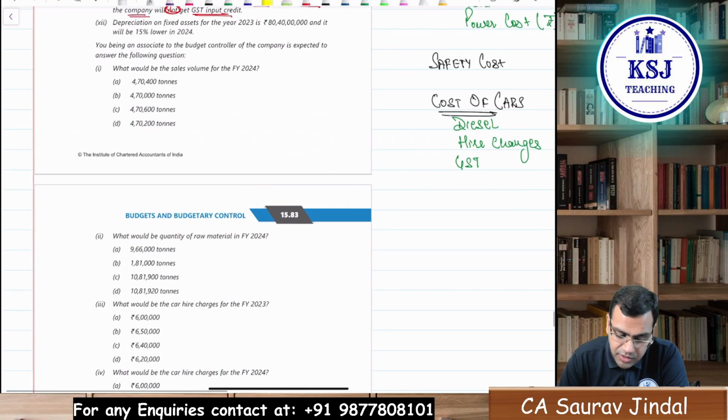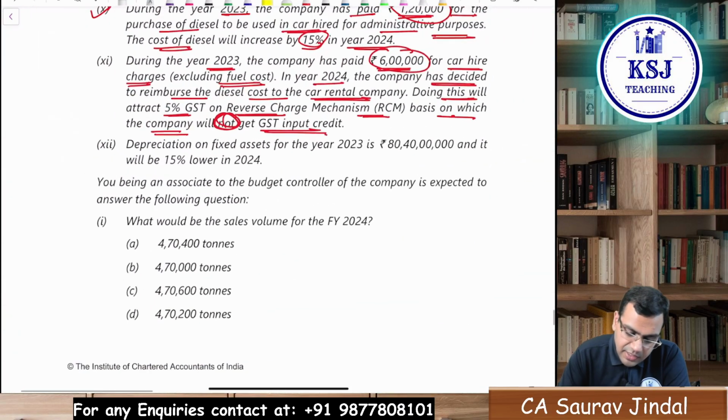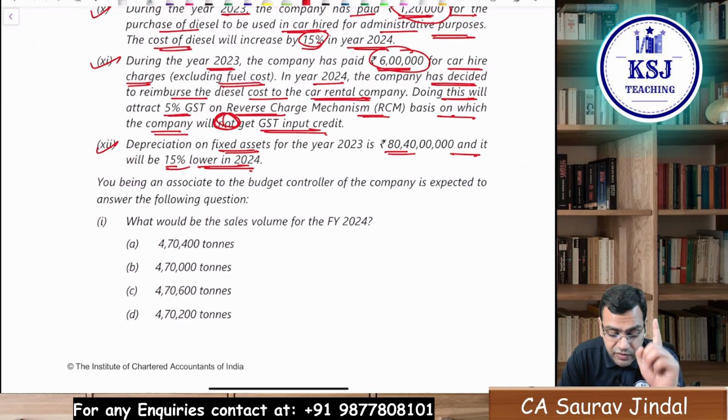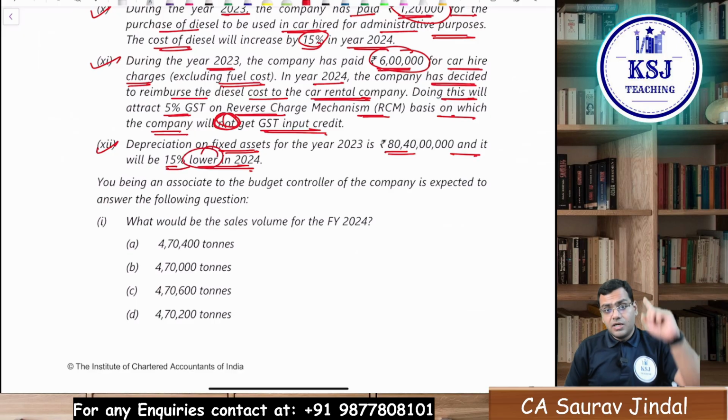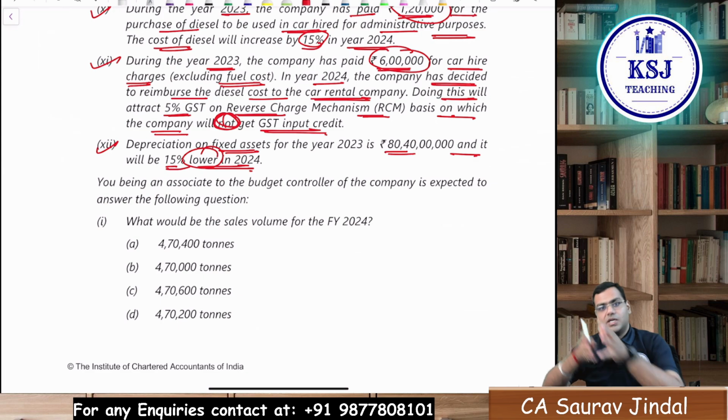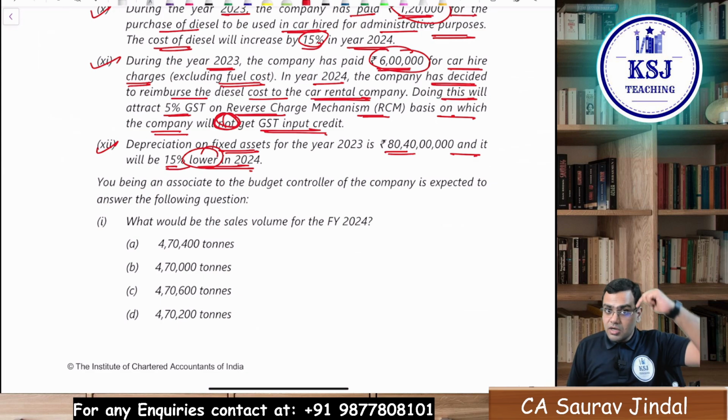This is a very important point regarding GST. Now next, depreciation on the fixed asset for the year is 80,40,000 and it will be 15% lower in 2024. Please be very careful with the words, because till now whatever we were doing, 15% higher, 12% higher, 12% increase, 15% increase, but here it says 15% lower.